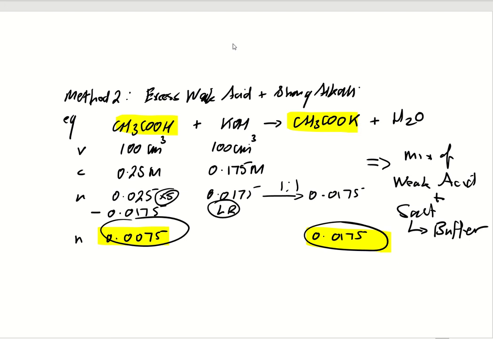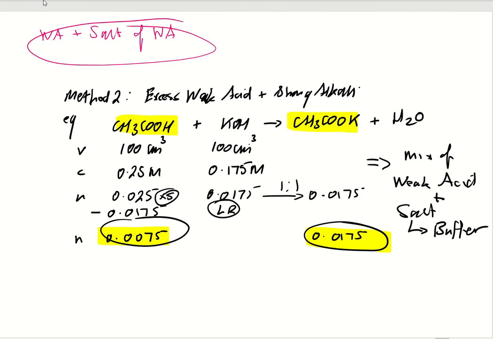So remember what a buffer really is. It's a weak acid plus the salt of that weak acid. So let's see how that works out in this context, because really that's what we've got to get to in order to have a buffer. So I'll set up a little calculation here just to show you through the numbers and show how you end up with the buffer that we spoke about in method 1.